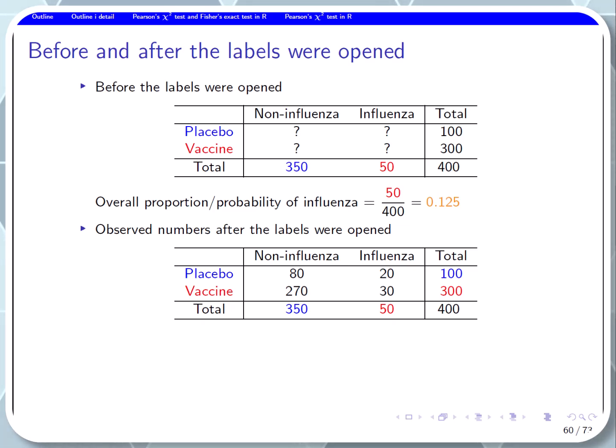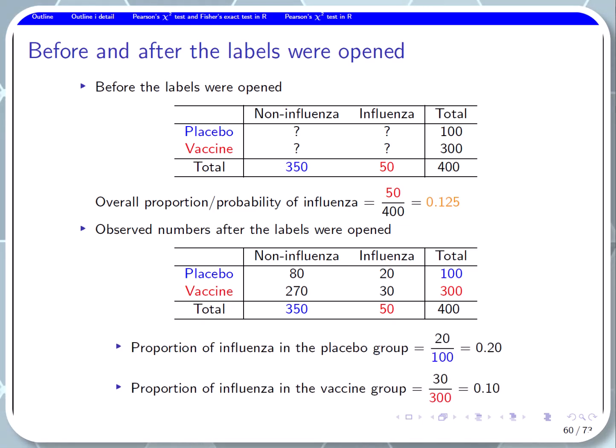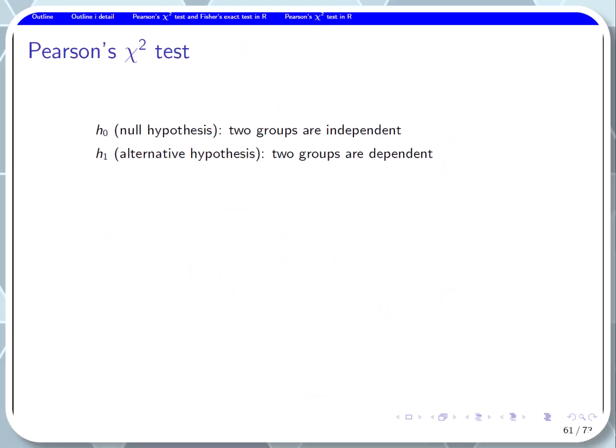Based on the observed numbers, we can calculate proportions of influenza for the placebo group and for the vaccine group. Pearson's chi-square test. Null hypothesis: two groups are independent. All proportions of influenza are the same between the vaccine group and the placebo group. Alternative hypothesis: two groups are dependent. All proportions of influenza are different between the vaccine group and the placebo group.